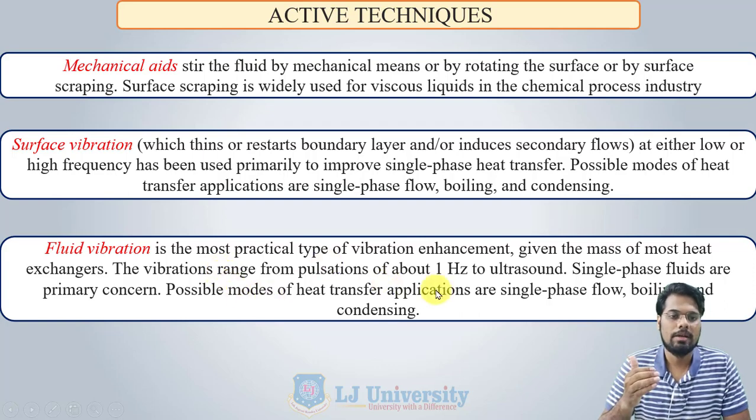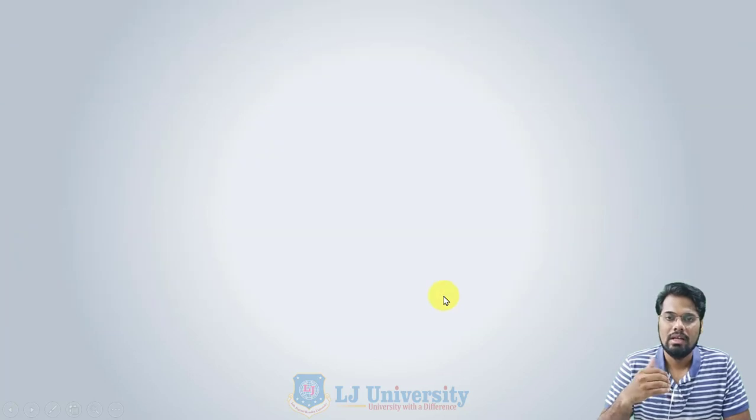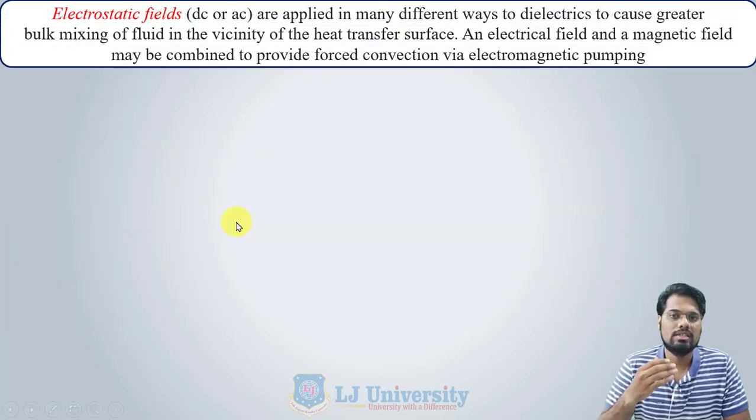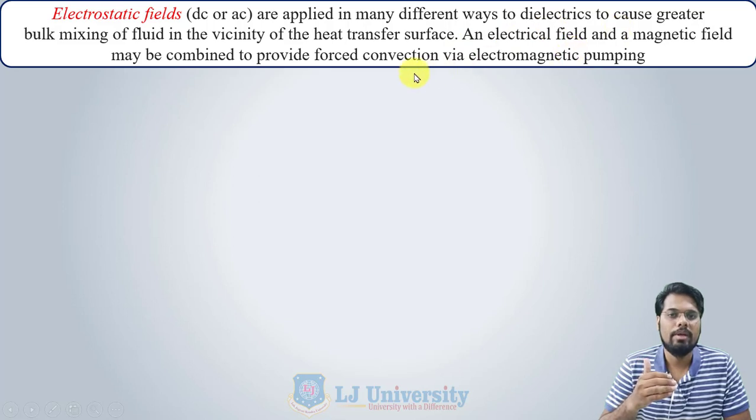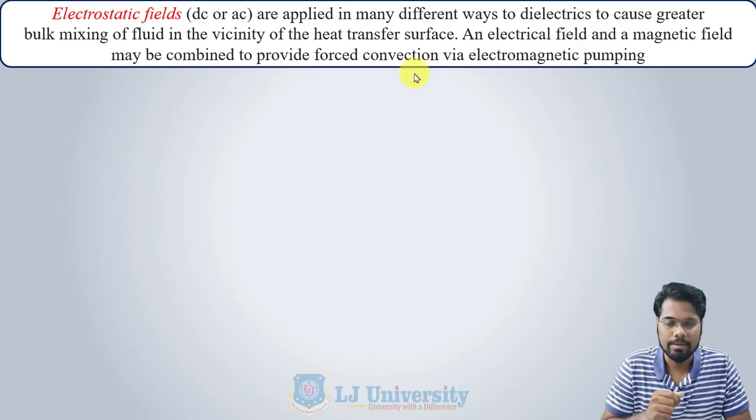Possible modes of heat transfer application are single phase flow, boiling and condensing. The next method is the electrostatic field. DC or AC is applied in many different ways to a dielectric to cause greater bulk mixing of fluid in the vicinity of the heat transfer surface. An electrical field and magnetic field may be combined to provide forced convection via electromagnetic pumping.